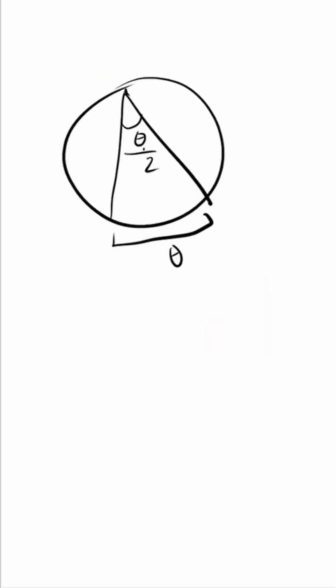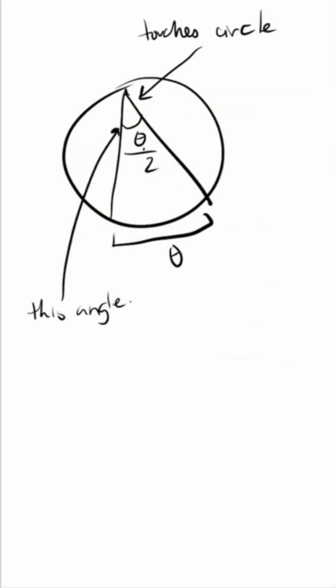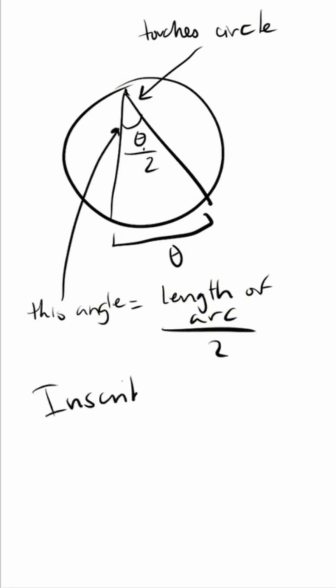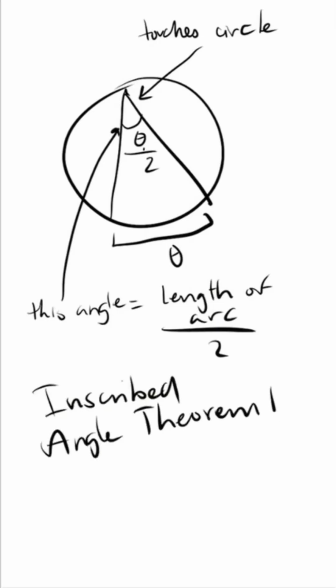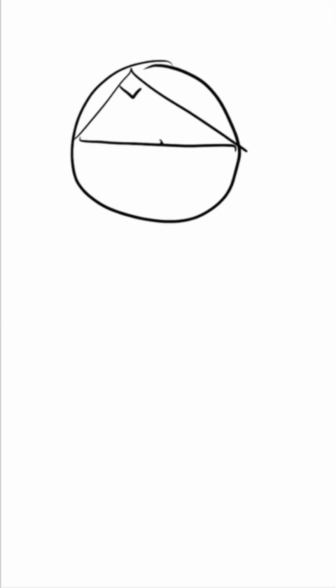If you said theta divided by 2, you would be correct. Again, this is true for all angles, and so the angle as shown is equal to the length of its arc divided by 2. And this is known as the inscribed angle theorem, which is extremely important. And finally, if we have a right triangle inscribed in a circle, its hypotenuse would be the diameter.